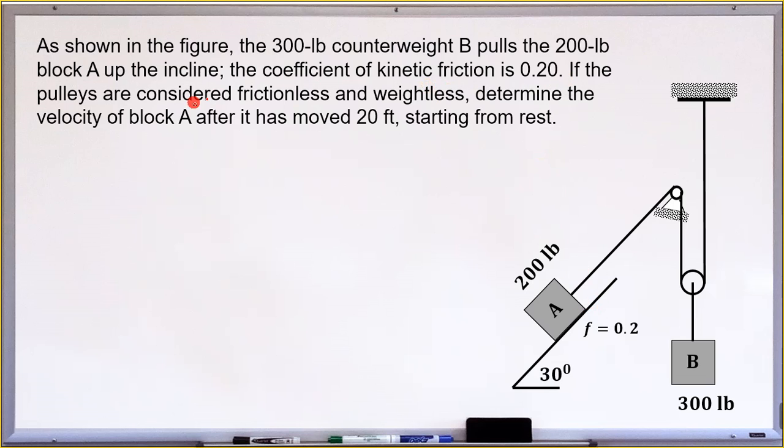So if the pulleys are considered frictionless and weightless, so datay duha ka pulley ani. So pulley 1, pulley number 2. So determine daw the velocity of block A after it has moved 20 feet starting from rest. Okay? So kaning si A ni move daw. So since mas heavier man si block B, so magani ang direction sa motion, no? So move ni siya si A, ang displacement daw ni A is 20 feet. Kani siya ato ni siya na solve, no?